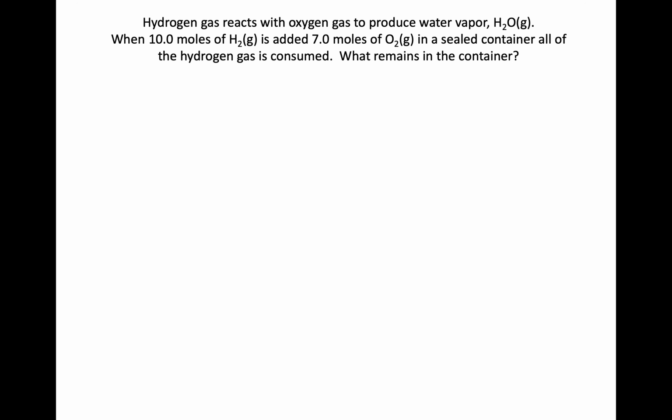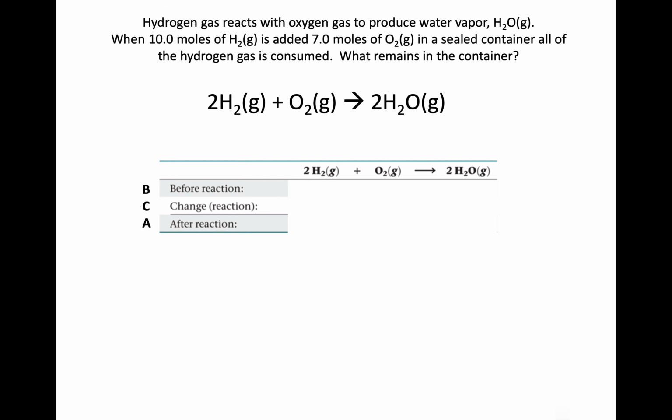How about this one? Hydrogen gas reacts with oxygen gas to produce water vapor. When 10 moles of H2 is added to 7 moles of O2 in a sealed container, all of the hydrogen gas is consumed. What remains in the container? Start with a balanced chemical equation. For this one, I'm going to explain how a BCA table will work. So we have a balanced chemical equation.